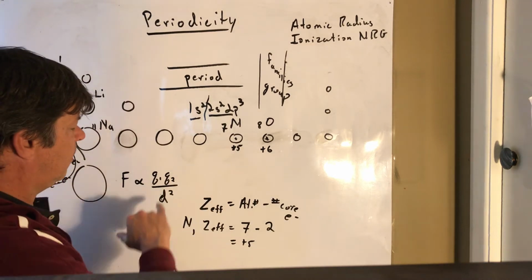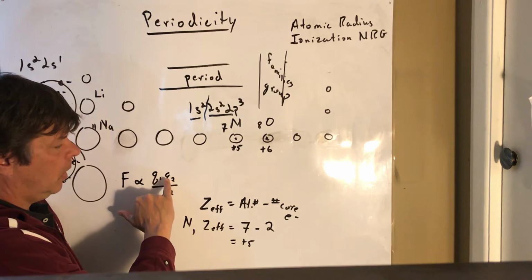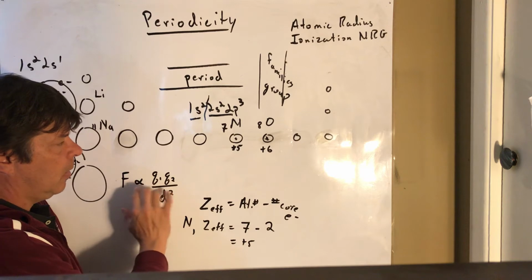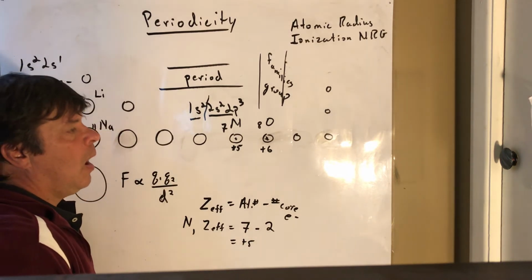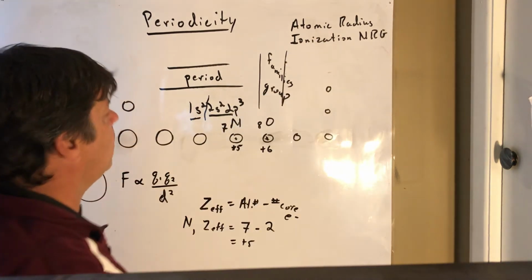What we're doing is increasing this Q, increasing the charge of the nucleus, so that attractive force is going to be greater. All right, that's atomic radius. Let's think about ionization energy.